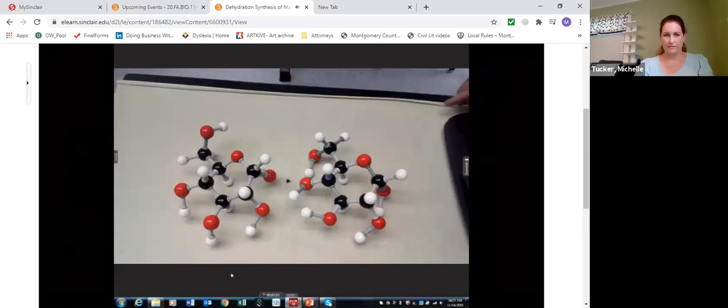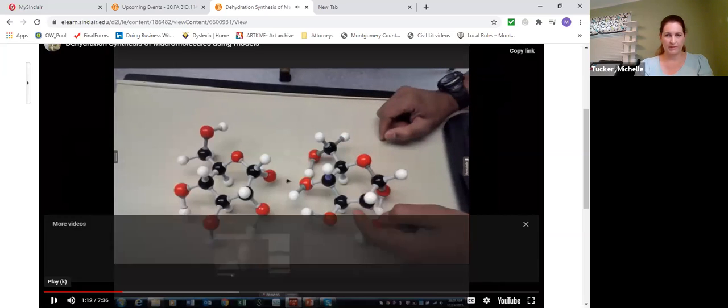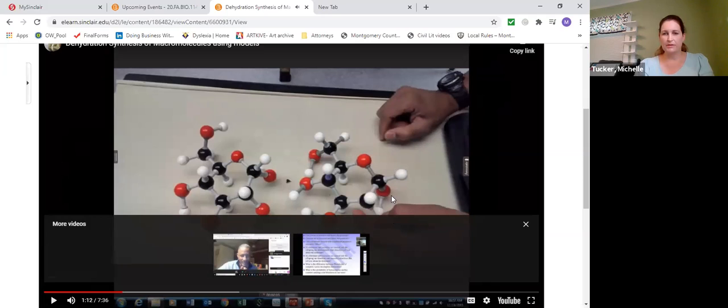So what do you see? I see 1, 2. Okay, so he has built two glucose molecules. This is a singular glucose molecule, and this is a singular glucose molecule. Each glucose has 1, 2, 3, 4, 5, 6 carbons, and 6 oxygens, and then the 12 hydrogens.